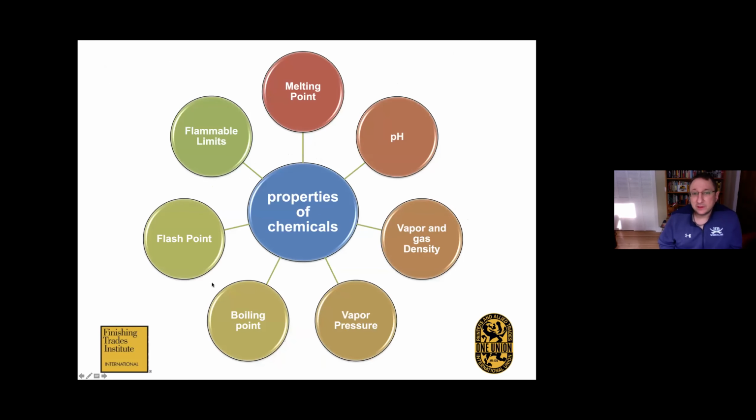All right, so these are some of the physical and chemical properties that we're going to look at today. We'll get through these and then we'll get into our activity. There's a lot more out there than this, but these are some of the ones that are most typically associated with protecting workers. So we've got melting point, pH, vapor and gas density, vapor pressure, boiling point, flash point, and then flammable limits.